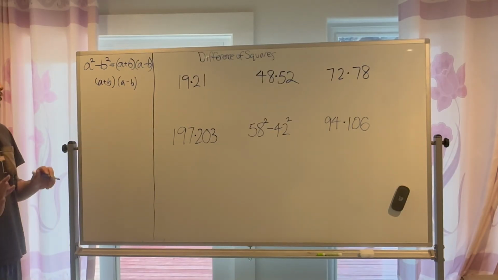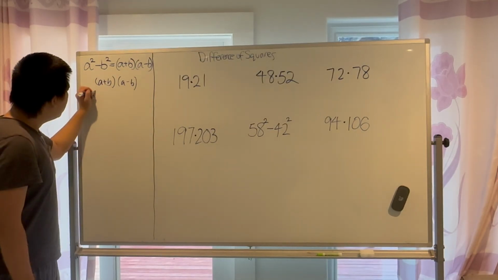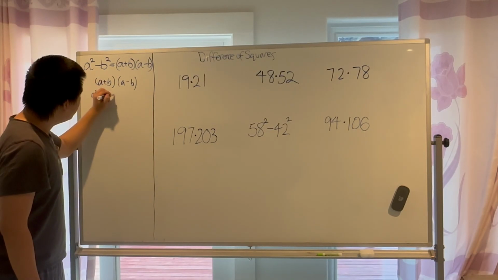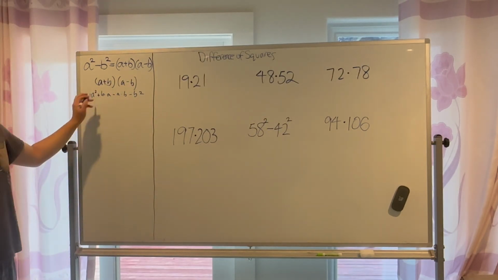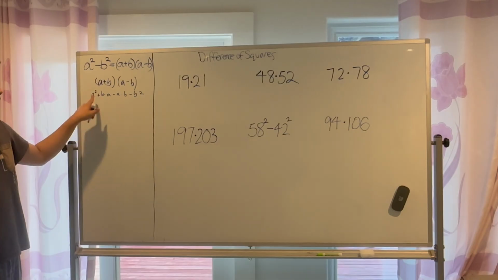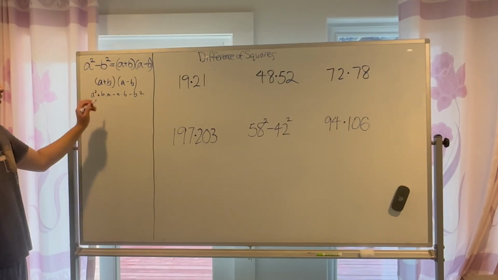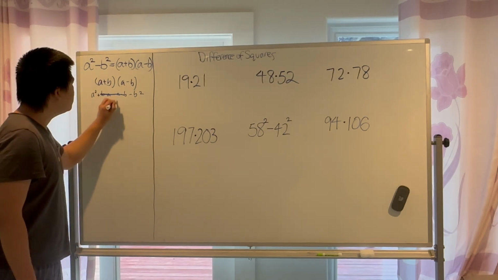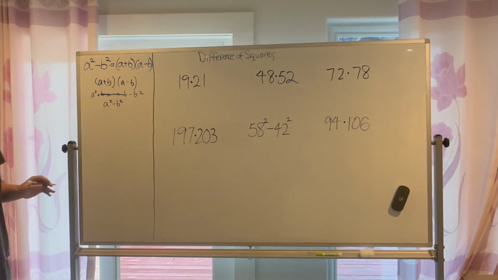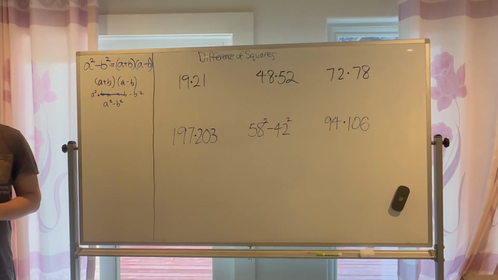If we FOIL this out, we will get a squared plus b times a minus a times b minus b squared. And you can see plus a times b minus a times b, that will cancel out, and all we'll have is a squared minus b squared. But how does that actually help us with multiplication?